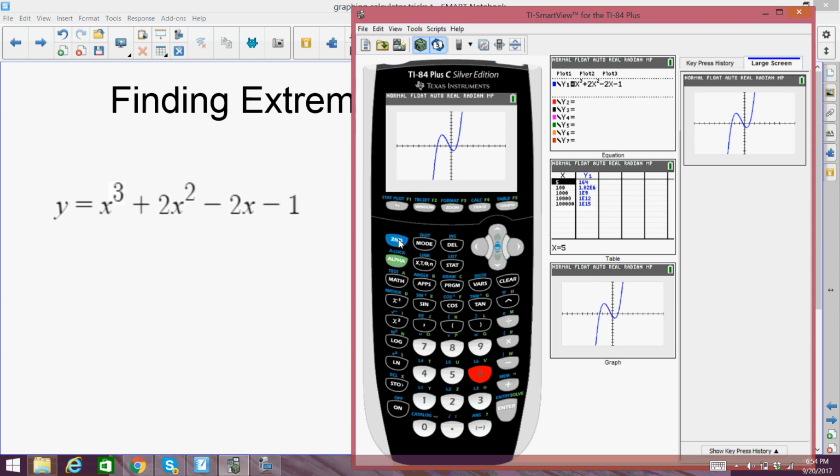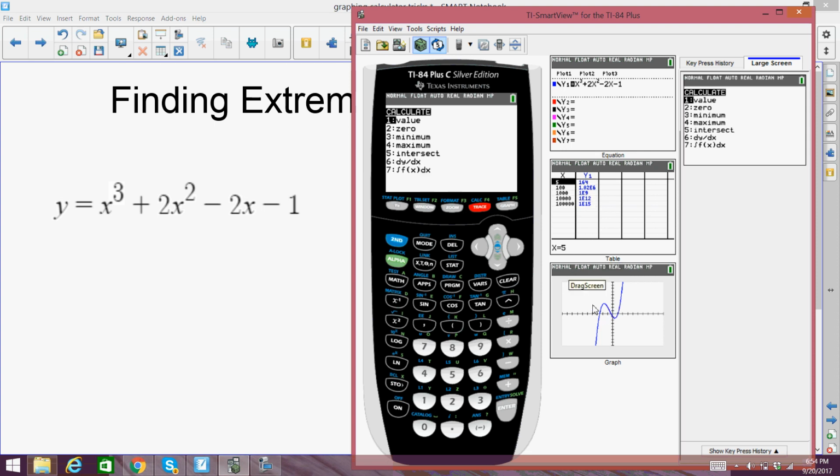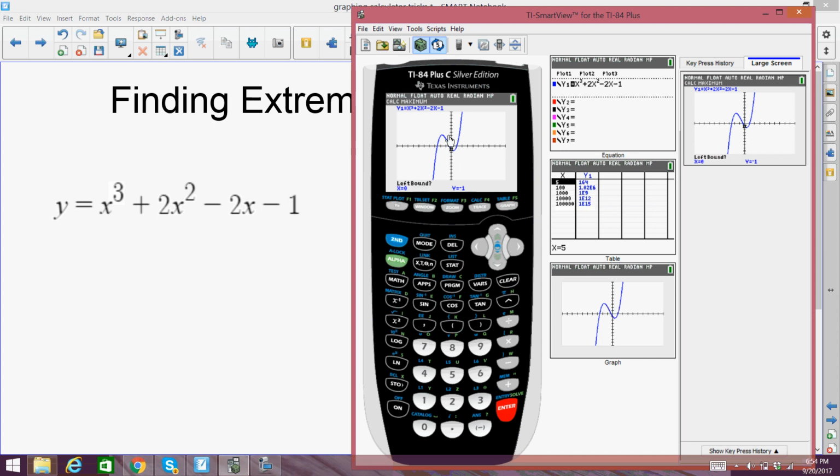We're going to go to second calc, and it gives us the options value, zero, minimum, maximum, intersect. If you look at the picture over here, this clearly looks like a relative maximum. So we're going to go down to maximum. We're going to hit enter, and it asks for the left bound.